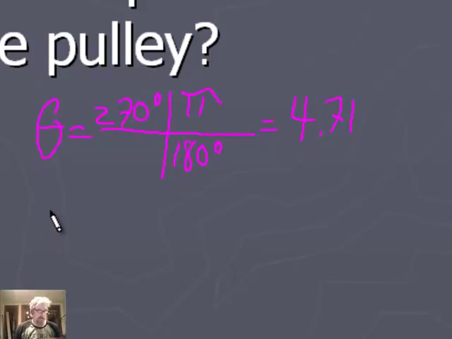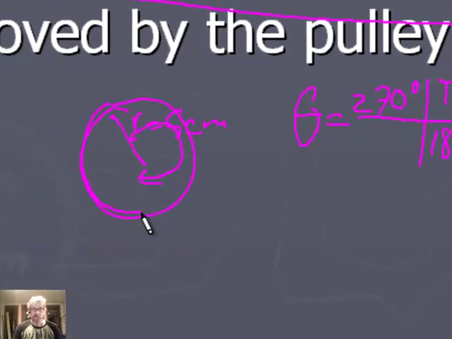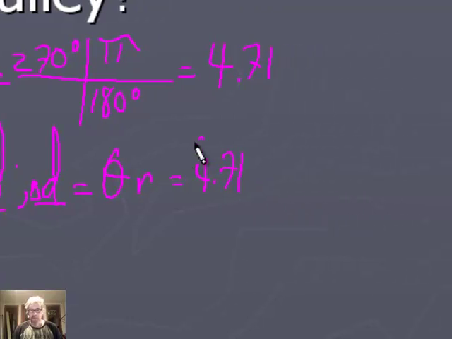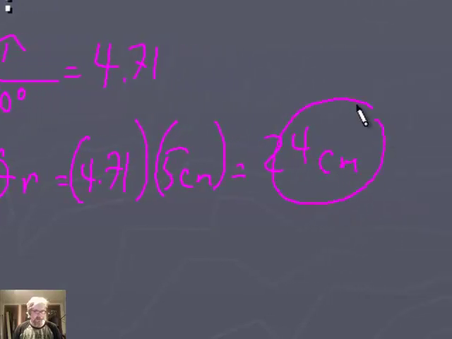And what we wanted to know here was what length of rope has been moved by the pulley. The length of rope that's been moved by the pulley is the length that just gets wrapped up. In other words, it's the delta D in our radian definition. So since theta is delta D over R, it would follow that delta D, which is going to be the length of the rope wrapped up here, would be theta times R. So I take my 4.71 radians, the unitless number, and I'm multiplying it by my radius, and it says my radius is 5 centimeters, and that leaves me with 24 centimeters that the rope has been wrapped up.